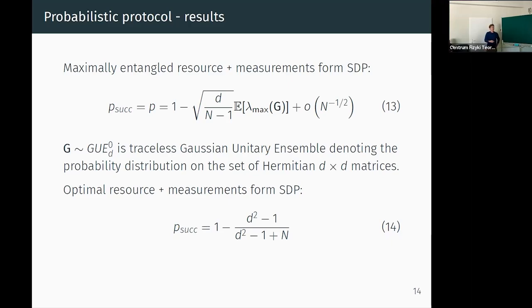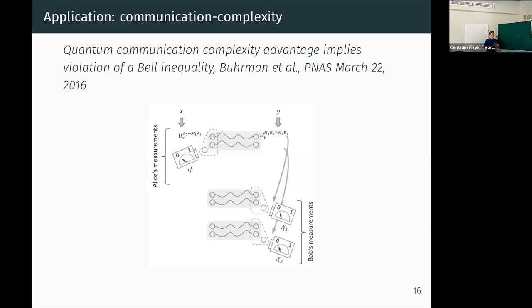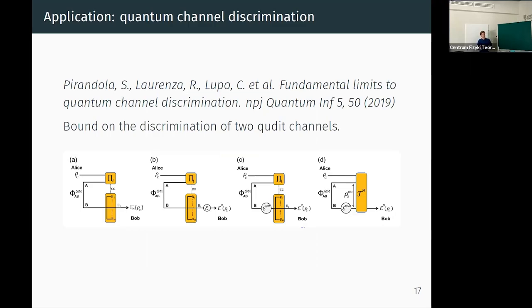But these, as I mentioned, are results that are already known. And basing on them, we can say that port-based teleportation is, let's say, a faithful way of teleporting quantum states. And it has found many applications. First of all, as a simulation of the universal programmable quantum processor in the asymptotic limit. Moreover, as a simulator of qubit channels, it was applied in the derivation of an equivalence between quantum communication complexity and violation of Bell inequality, as well as the derivation of some lower bounds on the discrimination of two qudit channels.